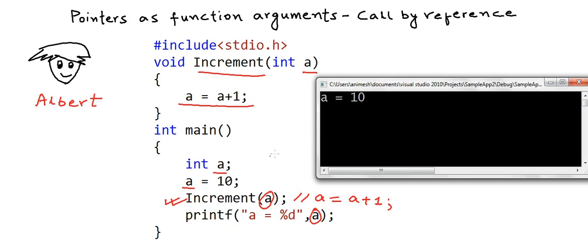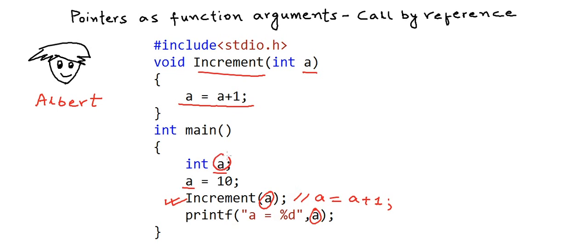Now Albert does not understand why this is happening. He has declared a variable a, and then he has initialized this variable to 10, and then he is passing the same a to the function increment, and the same a is being incremented by 1 in this function. So why is the value of a being printed not 11? Why is it 10?